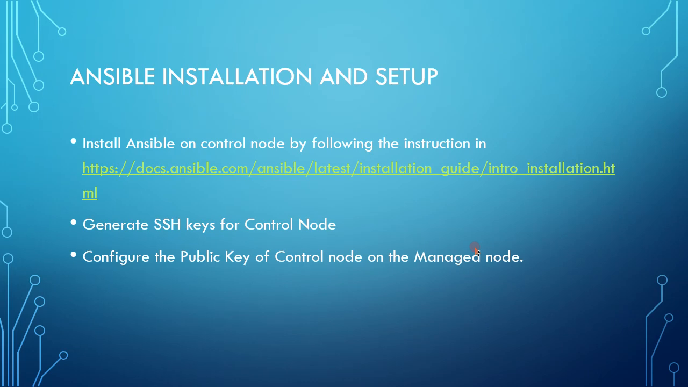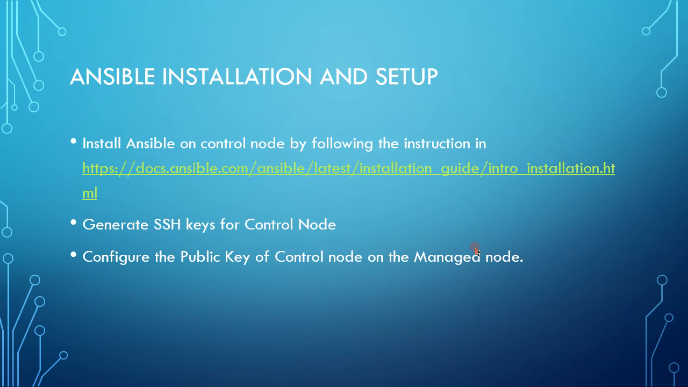Okay, Ansible installation and setup. As I said earlier, only the control node requires Ansible to be installed. So we have to designate one node as the control node, and Ansible needs to be installed there. Second, the control node is the node which is going to make SSH connections to the managed nodes, and hence SSH keys need to be generated for the control node. Followed by that, the public key of the control node needs to be configured in all the managed nodes in order to enable the connection between the control node and the managed nodes.